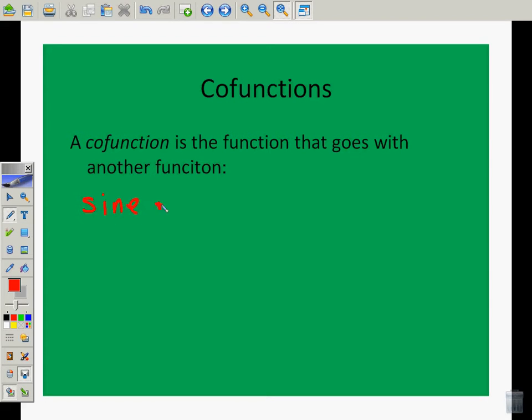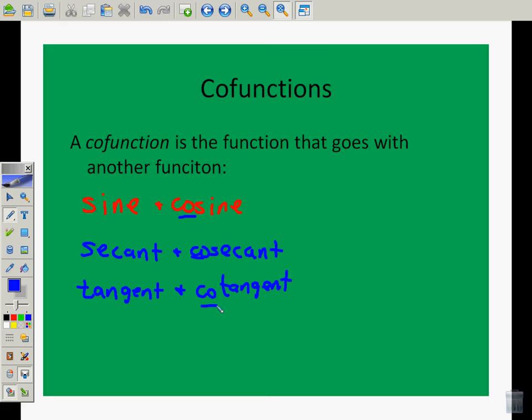Sine and cosine go together. They're cofunctions. Notice, we have a co in front. Okay? So sine and cosine go together. Secant and cosecant go together. It's got a co in front. Okay? So if you guessed it, tangent and cotangent. You guessed it. It's got a co in front, okay? And so those things go together in this way.